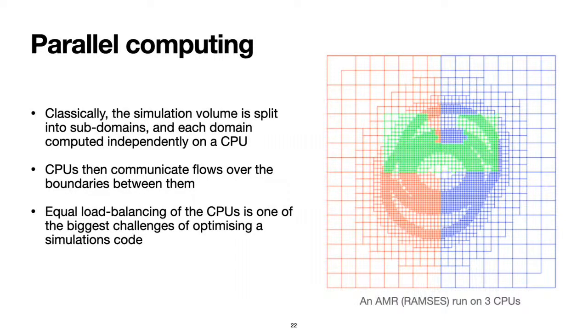There is a limit to this, though, because eventually, if you create too many subvolumes, then your computation starts to be dominated by the communication between cells. So usually, the code scales well up to a certain number of CPUs, and then you stop having a gain in speed when you increase the number of CPUs, because the computation becomes dominated by communications.